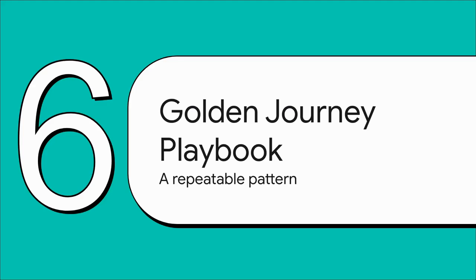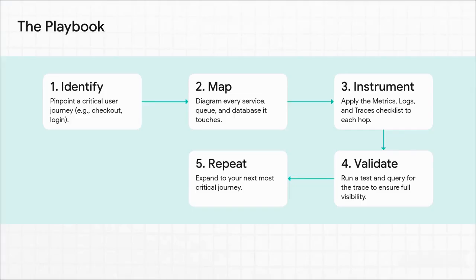Now, what we just did for the place order journey, that isn't some one-off magic trick. It's actually a powerful, repeatable pattern that you can apply to all of your critical user paths. Let's call it the Golden Journey Playbook. And the playbook is super straightforward. 1, identify a critical journey, like checkout or login. 2, map out every single component it touches. 3, go through that map hop by hop and apply our little metrics, logs, and propagate trace checklist. 4, validate it. Run a test and prove you can pull the full trace with one query. And 5, repeat. Move on to your next most important journey.